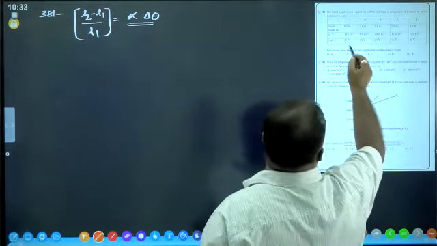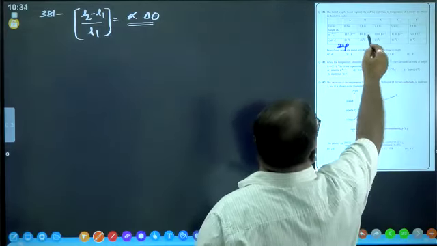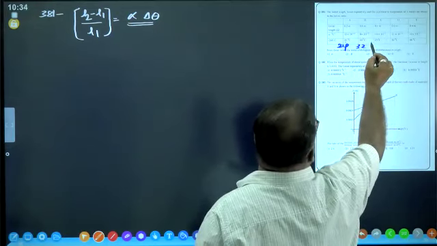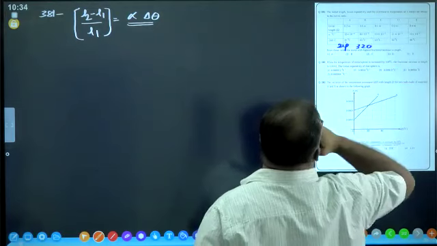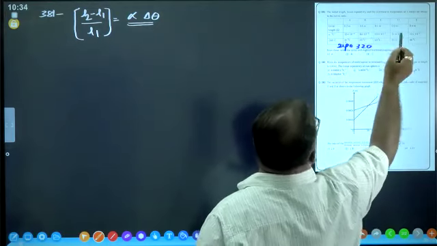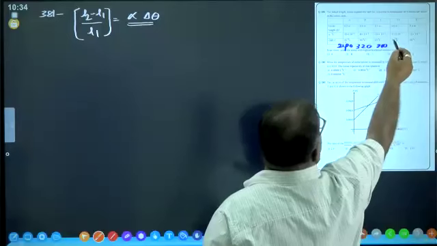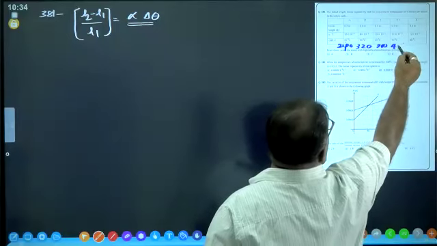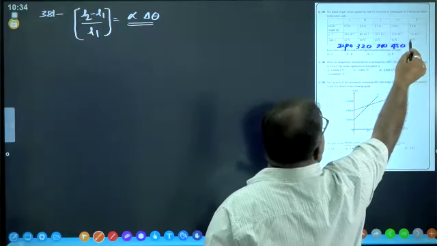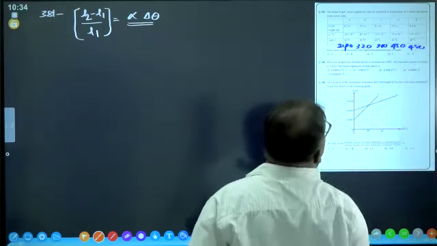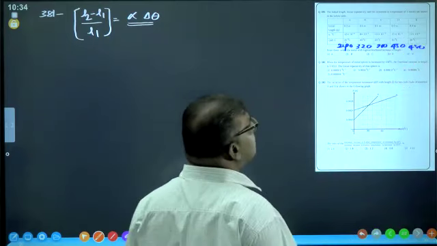Here 12 times 2 is 24. Here 8 times 4 is 32, so it's 320. Here 240. 20 into 10, 200. Here, 30 into 15, 450. And the last one, 12 into 4, 480. The highest is in the fifth one.